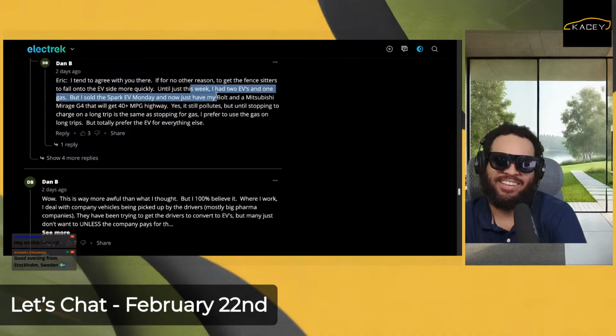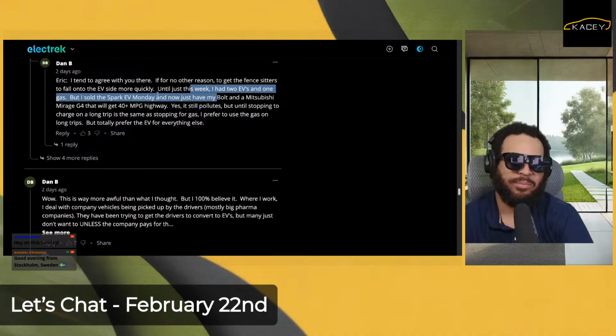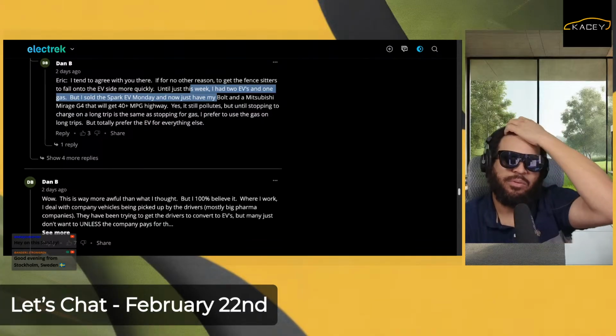I had 2 EVs and now I just have my Bolt and a Mitsubishi Mirage G4. They'll get 40 plus miles per gallon highway. Yes, it still pollutes, but still, stopping to charge on a long trip is the same as stopping for gas. I prefer to use it for gas on long trips, but prefer the EV for everything else.